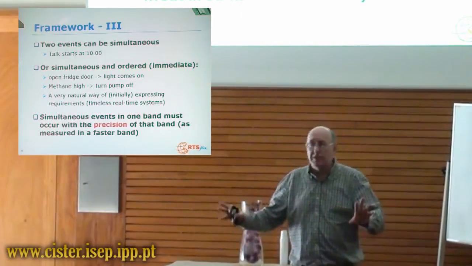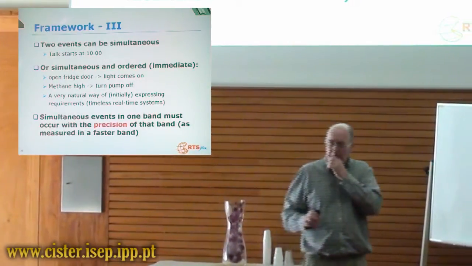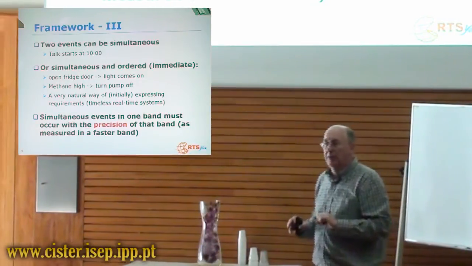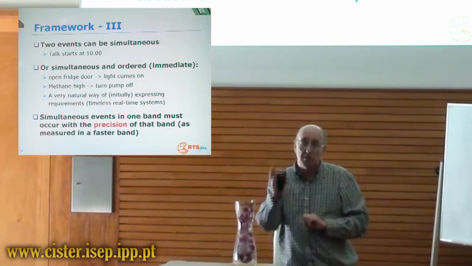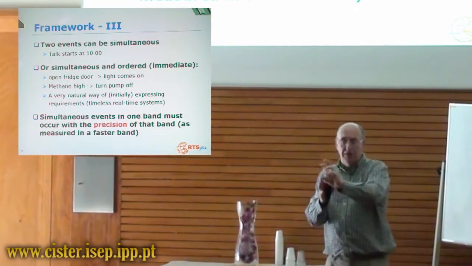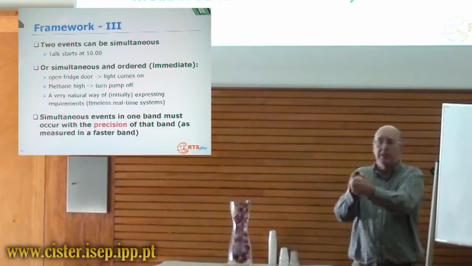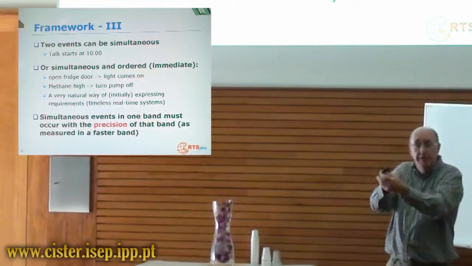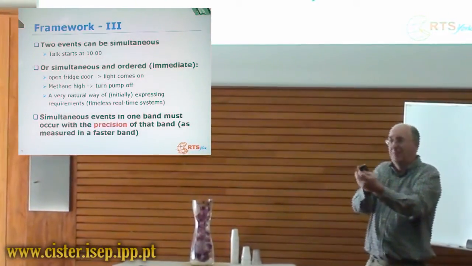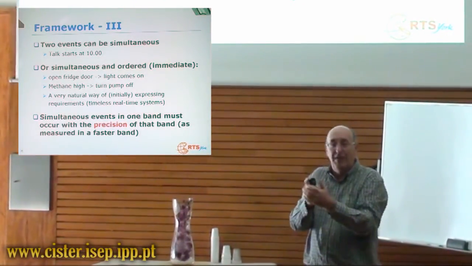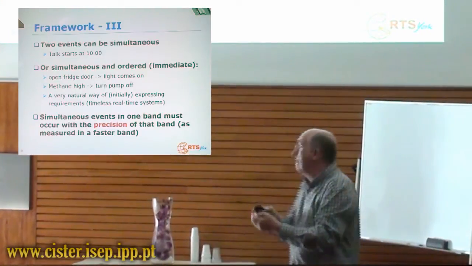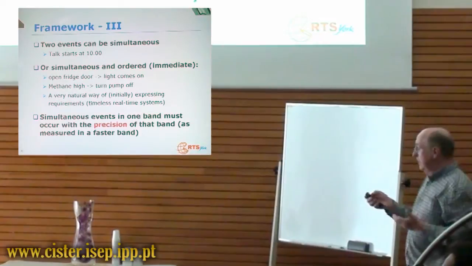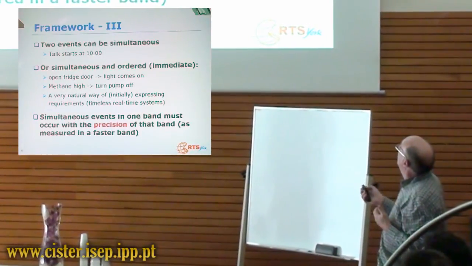We can have simultaneous events. That's useful. So this talk started at 10 o'clock. So there was an event, which was the start of the talk, and there was an event which was 10 o'clock, and they were deemed to be simultaneous. Of course, what we mean is that they were within the tolerance. So we started within 5 minutes, and therefore that was deemed to be simultaneous. We can also have simultaneous and precedence, what might be called immediate.